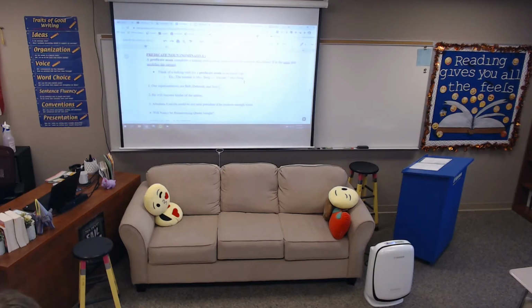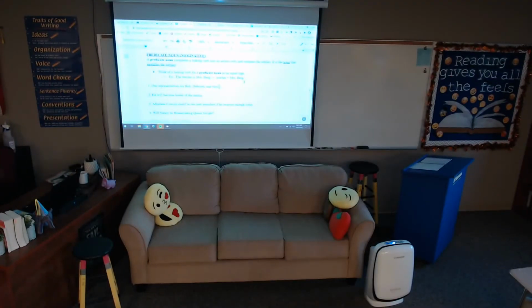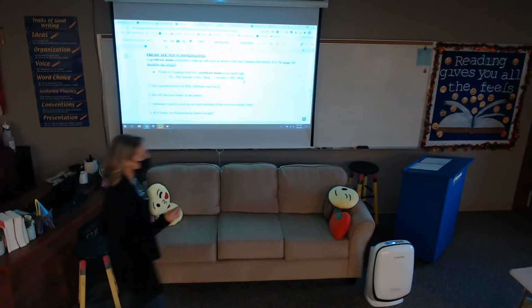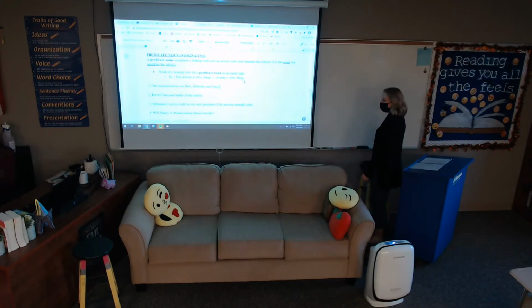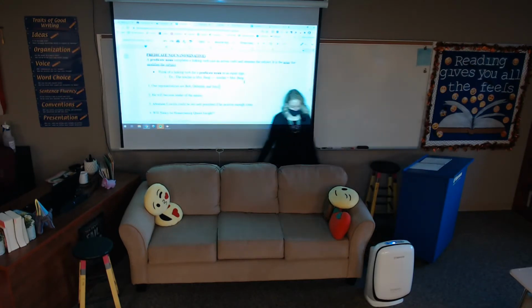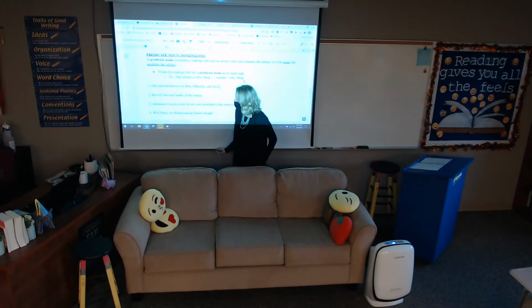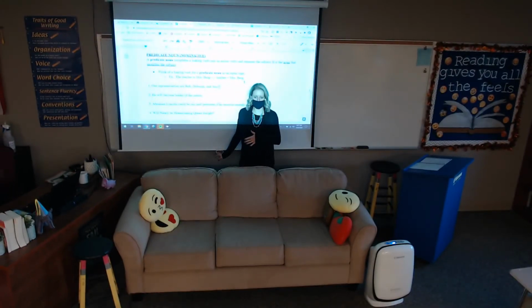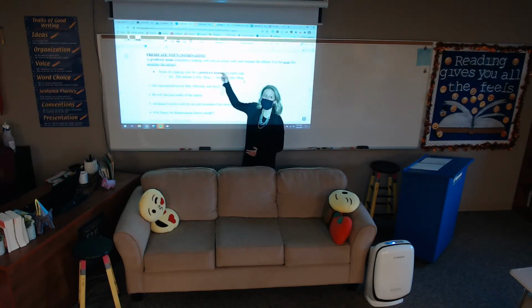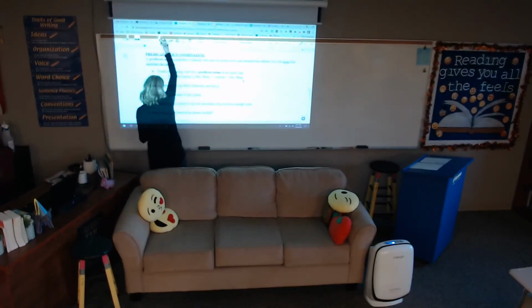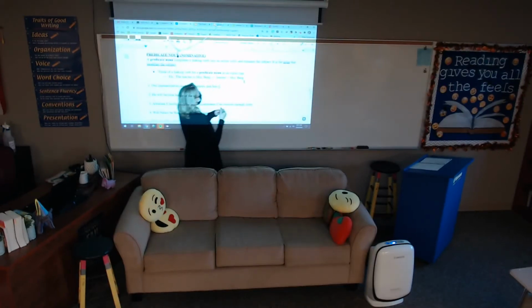Alright, so yesterday we talked about direct and indirect objects. Today we are going to be on the back side of that handout, and we're going to be talking about predicate nominatives, which is just a fancy way of saying nouns, and predicate adjectives. So the big difference between the objects and the predicates is the verb.